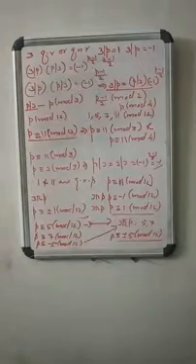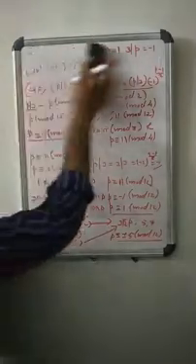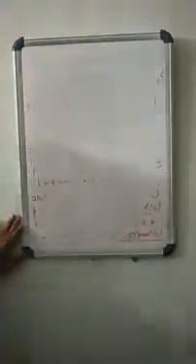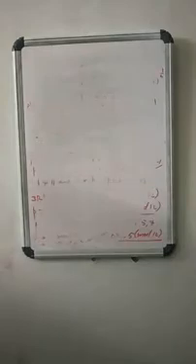Agreed? Clear? In the same way, you can do another one. Consider another problem: prove that 5 is a quadratic residue of an odd prime p if p ≡ ±1 mod 10, and a non-residue if p ≡ ±3 mod 10. Okay, clear? Let us take this as an exercise. The procedures are the same as this one. Agree? Okay.